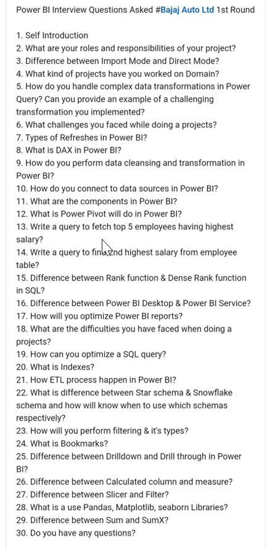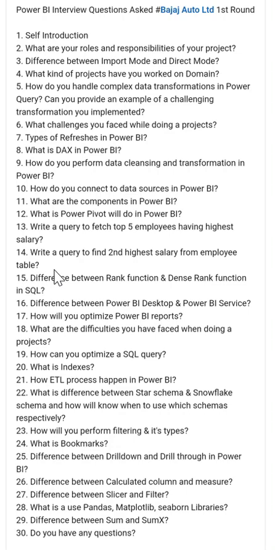And the next one is, write a query to fetch the top 5 employees having the highest salary. This query you can prepare using ChatGPT, or suppose you already have experience in SQL, you know how to do the logic for this question, right?